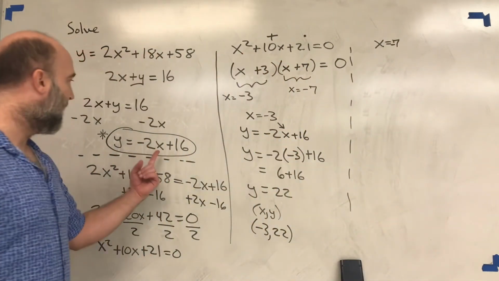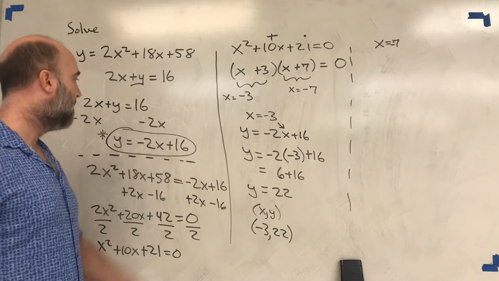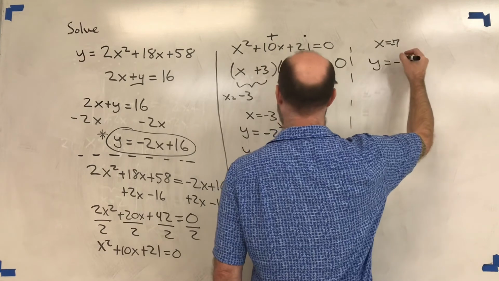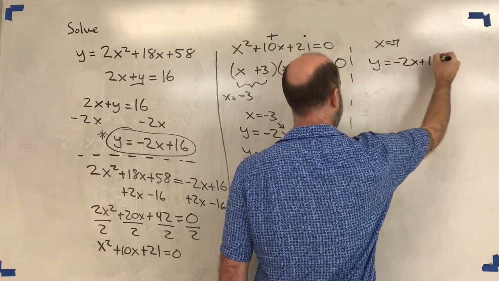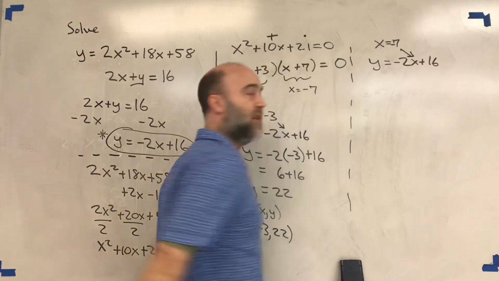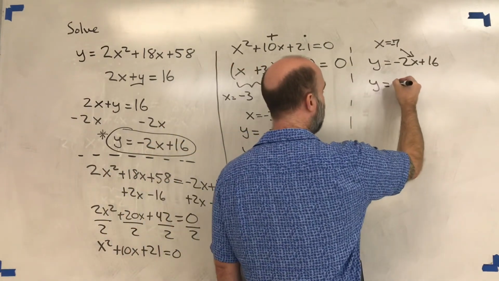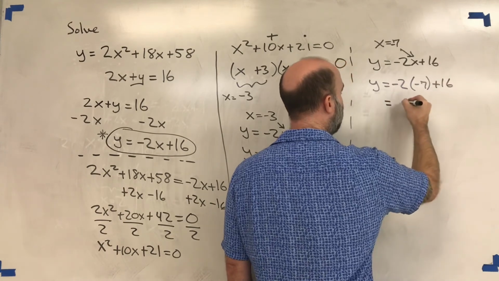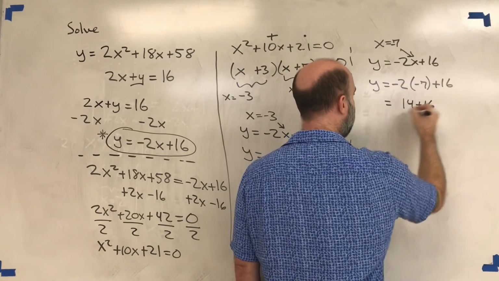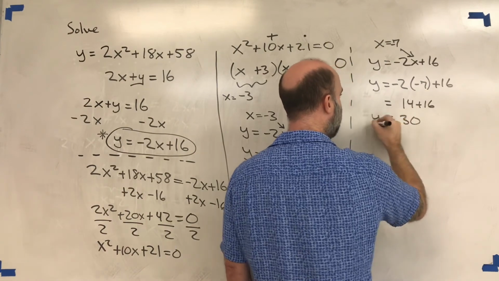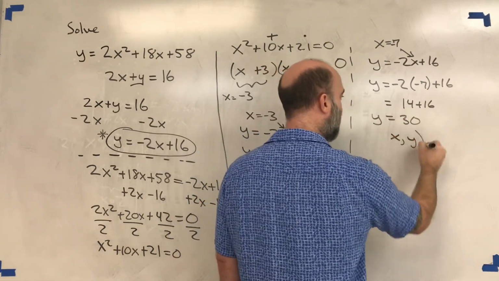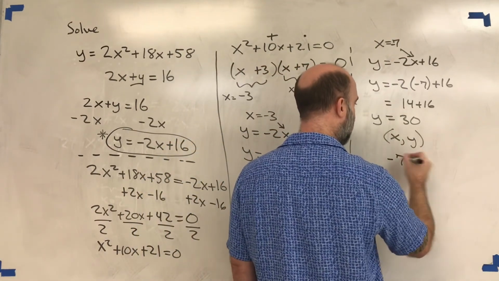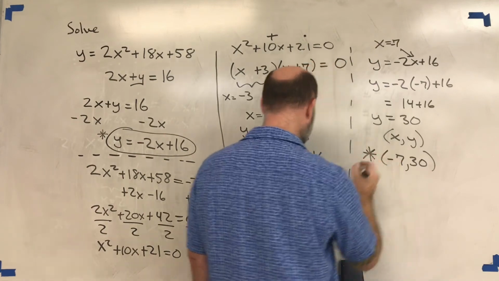And I'm going to use my equation that I simplified to. So y is equal to negative 2x plus 16. Negative 7 is going into my x. Y is equal to negative 2 times negative 7 plus 16. That's positive 14 plus 16. That's 30. Y is equal to 30. Write it as a coordinate, as an ordered pair. The x is negative 7. The y is 30. So here are my two answers.